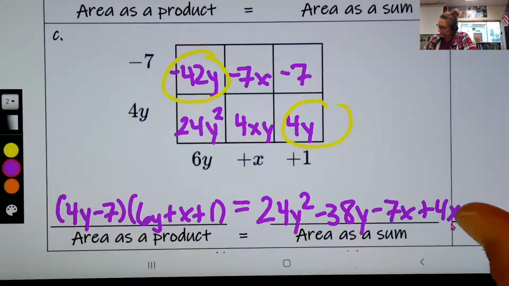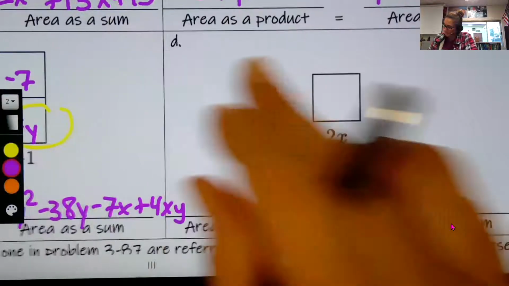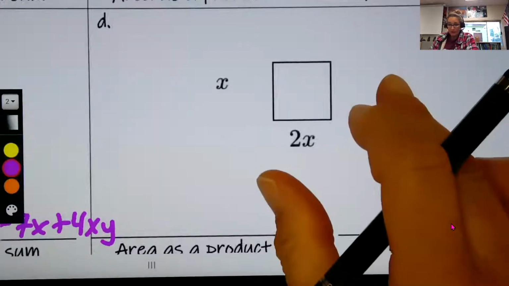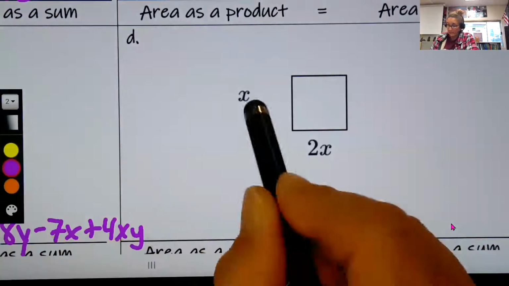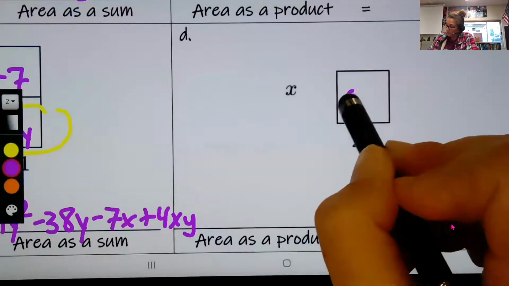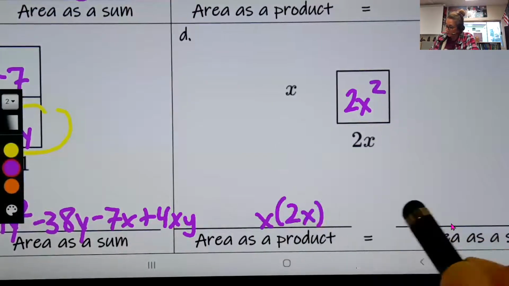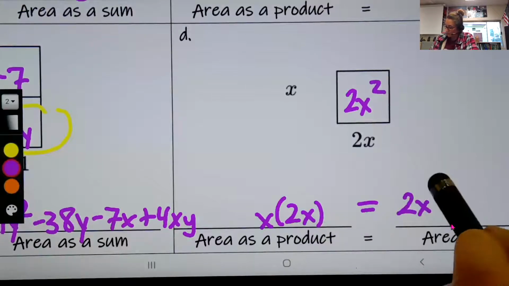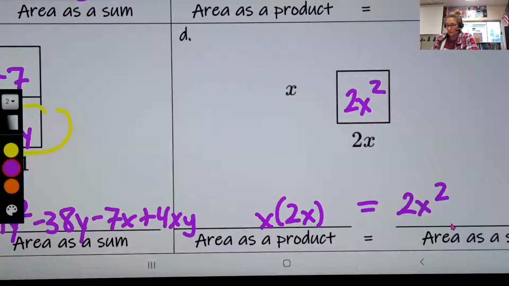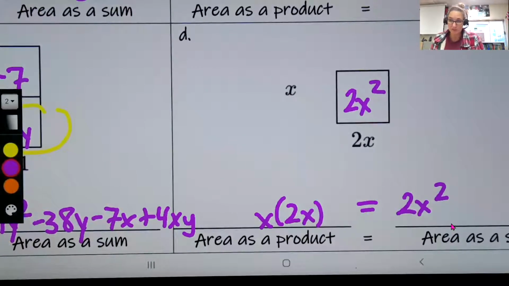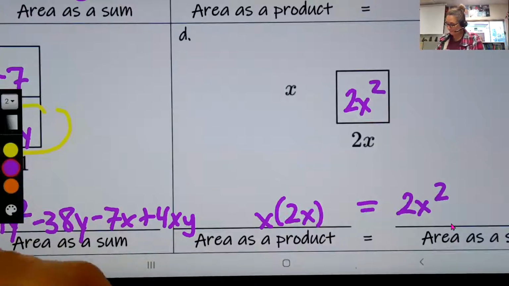On D, this is a 1 by 1, okay? So I'm going to take x times 2x, and that equals 2x squared. So in these ones, the sides were labeled for you and the rectangle was drawn. In the next section, I drew the rectangles for you but I didn't fill in the sides. You're going to label the sides, and then give me area as a product equals area as a sum.